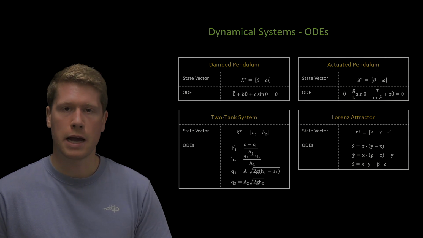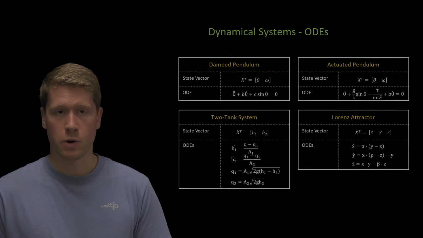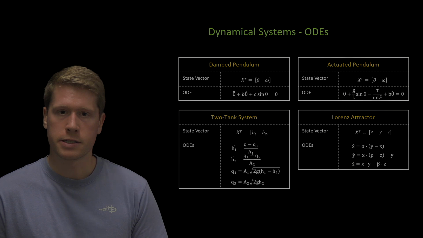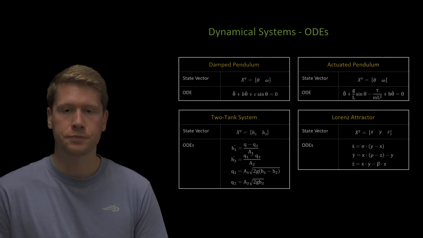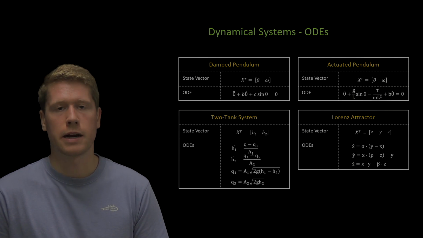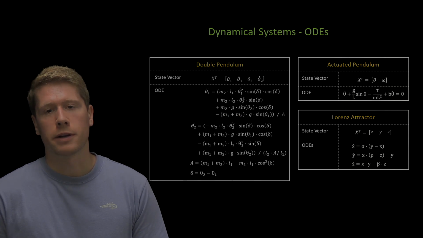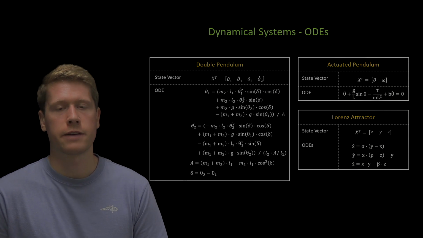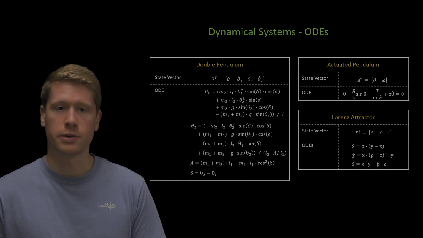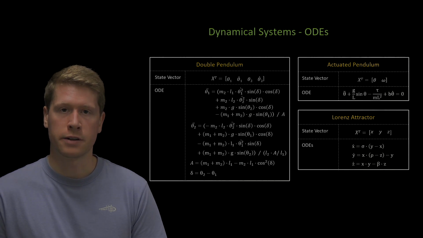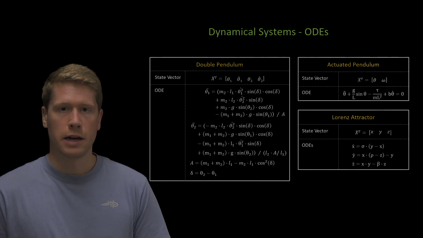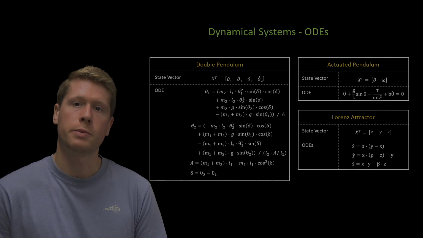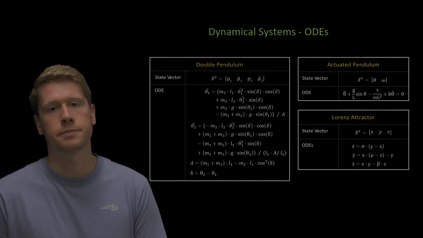The damped pendulum and actuated pendulum can be described with just one differential equation. For the Lorenz attractor and the two-tank system, we need a few more equations, and the Lorenz attractor also has a slightly higher state. But things get really interesting if you look at the double pendulum, where we have 4 variables in our state vector, and we also have these really large equations that are highly nonlinear and quite complex, and we expect our models to require a lot more training data to be able to replicate these dynamics efficiently.